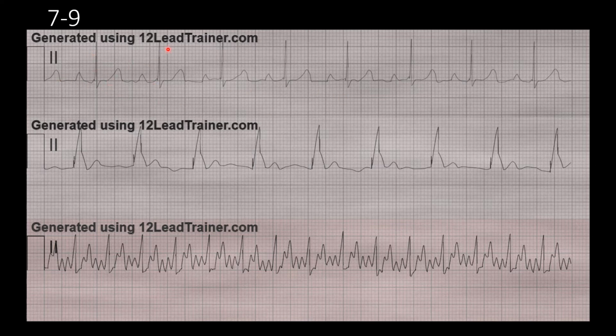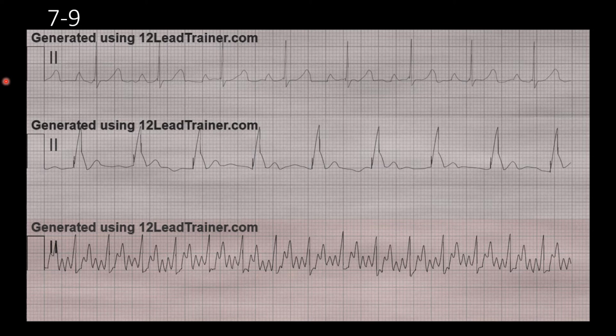So up here, this looks pretty regular to me. If we use the dark line method, we've got 300, 150, 100, 75, so it's over 75, probably around 80 or so. If we do the other method, the multiplication method, we have 1, 2, 3, 4, 5, 6, 7, 8. So that also gives us 80, so we'll go with 80 as our heart rate.